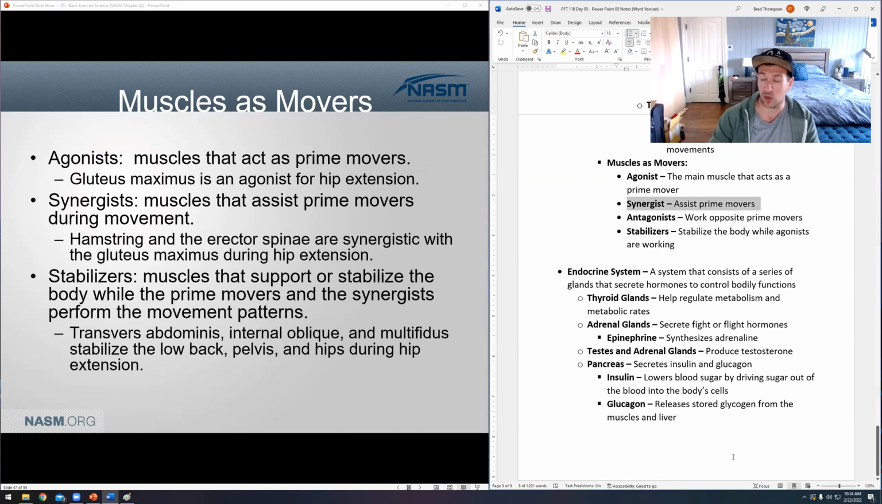Then you've got synergists that work with your agonists. They help out. My hamstrings assist my glutes. The erector spinae keeps me upright while I'm squatting. They're there to help. Then we've got antagonists going exactly in the opposite direction. Antagonists work opposite of your prime movers. My hip flexors are opposite of my hip extensors. My hip flexor complex is the antagonist to my gluteus maximus. My triceps is the antagonist to my biceps, but likewise, my biceps are the antagonist to my triceps.